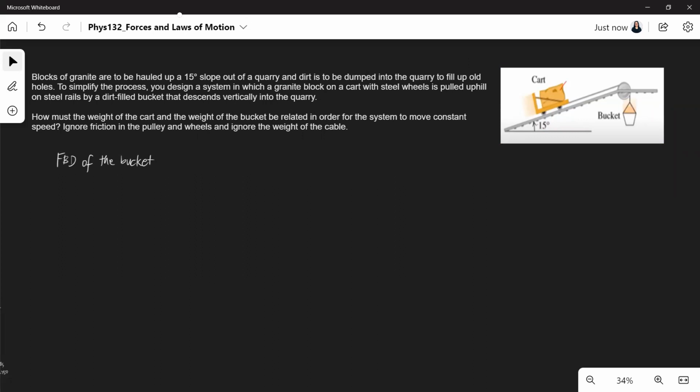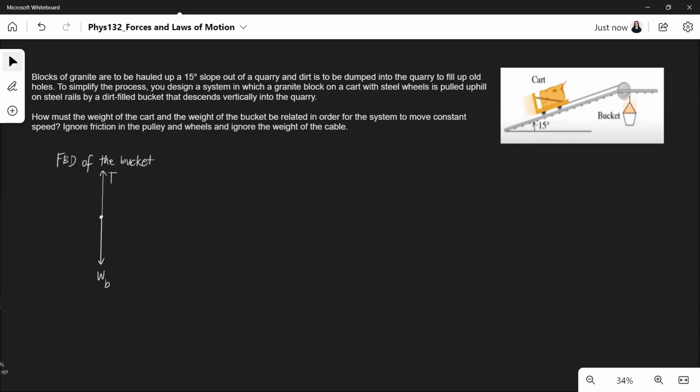Okay, so of course we have the gravitational force. So gravity pulling on the bucket. Its magnitude is the weight of the bucket. So let that be W sub B. And since the bucket is connected to the cable, there is a tension directed upward. And there are no other forces, so only tension and weight of the bucket.